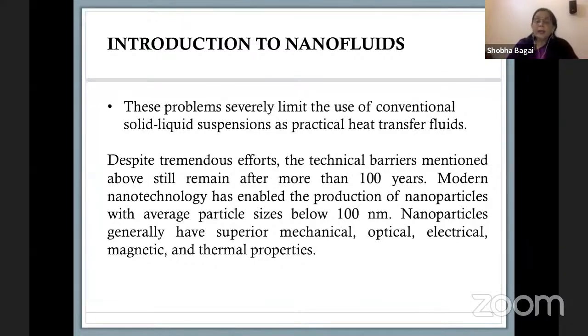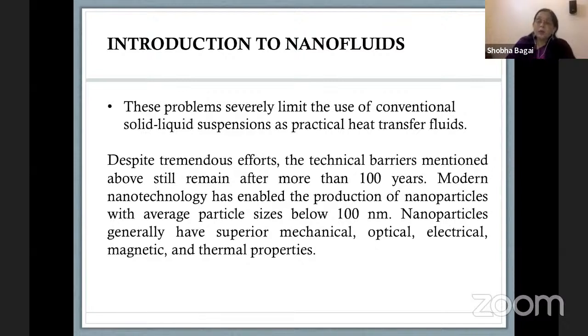But what happened was that with modern technologies coming up, we have nanotechnology, and because of nanotechnology it is now possible to have particles of the size of nanometers. A nanometer is basically 10 to the power of -9 meters. Modern technology now enables us to have particles which are smaller in size.